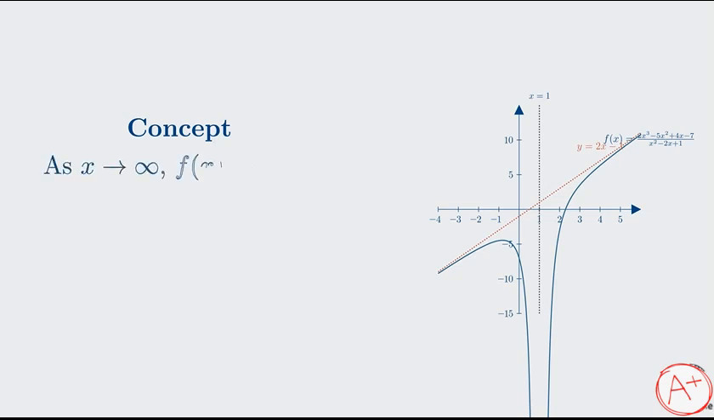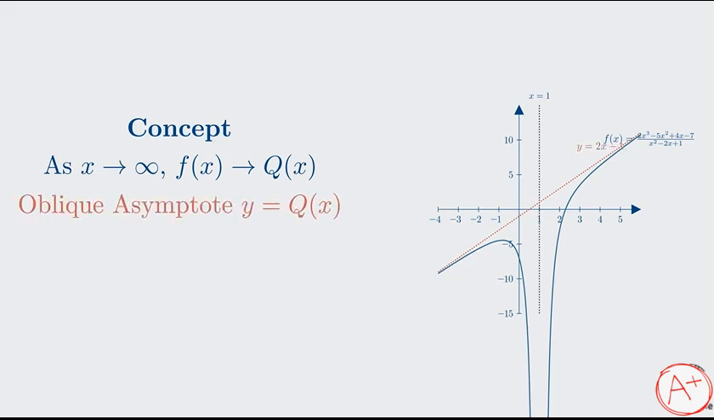As x becomes very large or very small, the remainder term becomes insignificant, and the curve approaches the line defined by the quotient. Whenever the degree of the numerator is exactly 1 higher than the degree of the denominator, the quotient will always be a linear equation representing this slant asymptote.